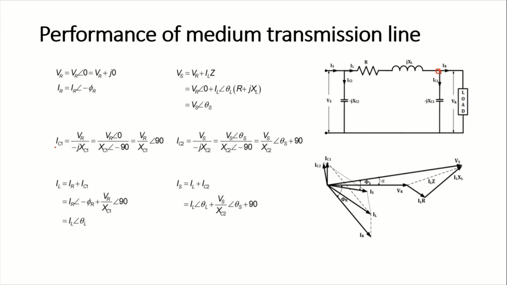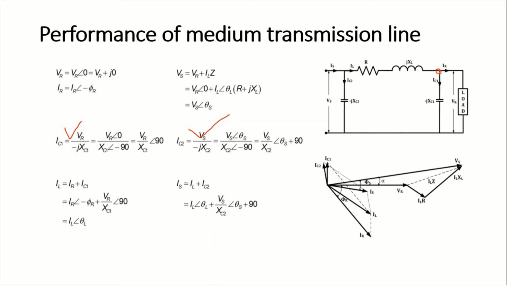IC2 is equal to VS by jXC2. Here capacitance C1 is connected across the load side, meaning the receiving end side, so here we take the VR voltage, and IC2 is connected at the sending end side, so here the voltage is taken as VS. Clear? So IC2 is VS by jXC2, so VS angle theta s, and XC2 can be written as XC2 angle minus 90 degrees. So VS by XC2 is the magnitude, and the angle is theta s plus 90 degrees.